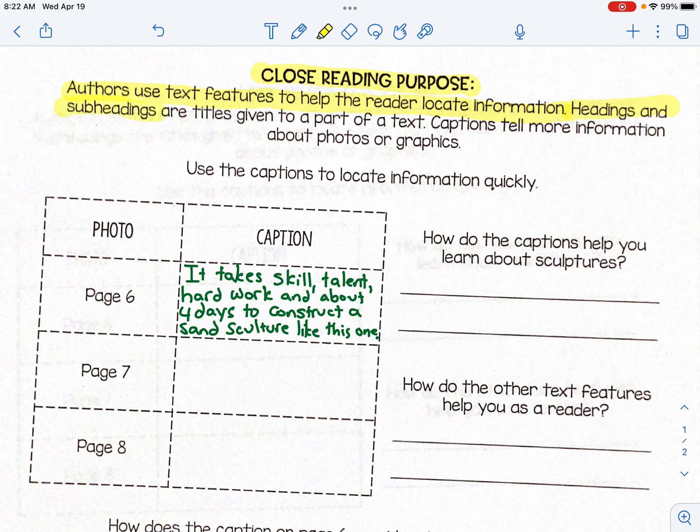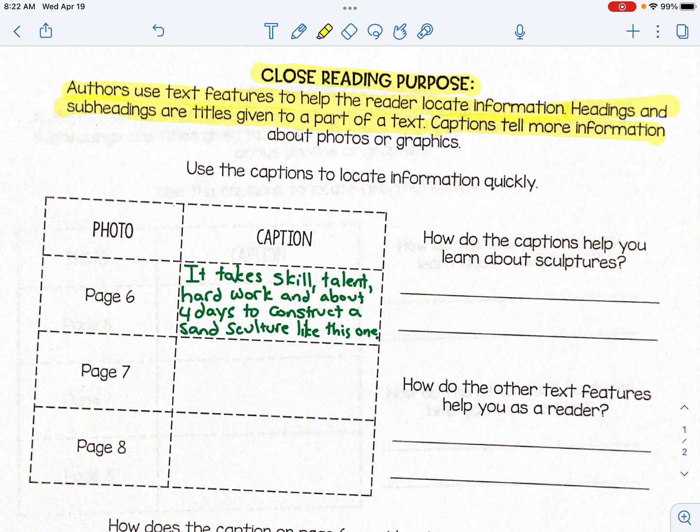Headings and subheadings are titles given to a part of a text. Let's think about that. Whenever we start a new passage or a story, there's a big title, and it's usually written pretty big and bold so we know exactly what the title is. But in nonfiction, there are smaller titles and then even smaller titles yet. The smaller titles are called headings, and then the smaller titles yet are called subheadings. Okay?